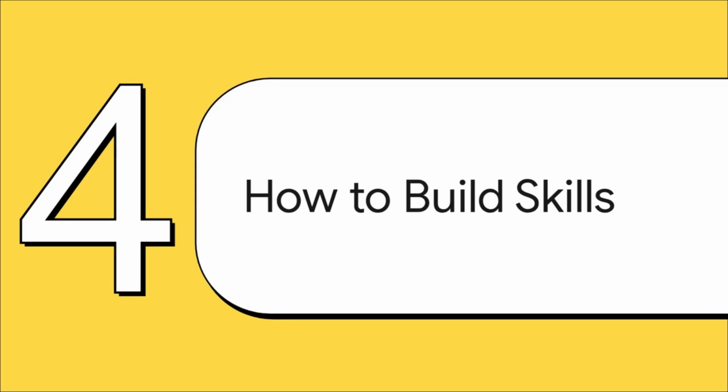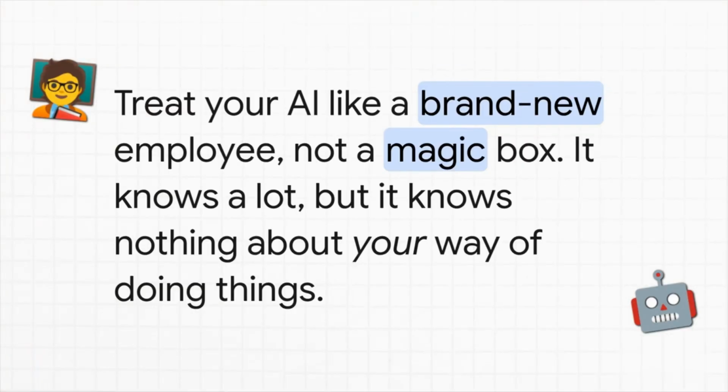There's a method that really separates the people who succeed from those who fail, and we're going to walk through it right now. First things first, you have to completely change your mindset. Stop thinking of your AI as some kind of magic box that should just know things. Instead, think of it as a brand new employee, super smart, super capable, but they know absolutely nothing about how you do things at your company. You got to train them.